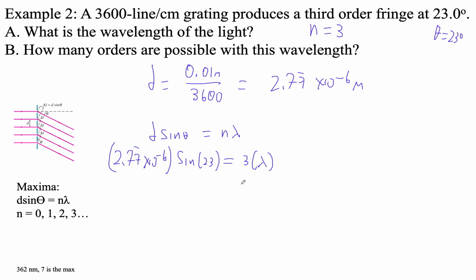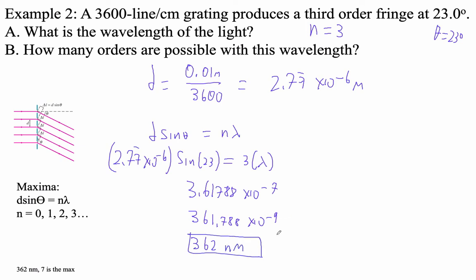All right, I can do this. So the number on my calculator times sine 23. Make sure you are in degrees. Divided by 3. And I get 3.61788 times 10 to the minus 7th, which would be 361.788 times 10 to the minus 9th, which would be about 362 nanometers, because a nanometer is 10 to the minus 9th. Then it says how many orders are possible.